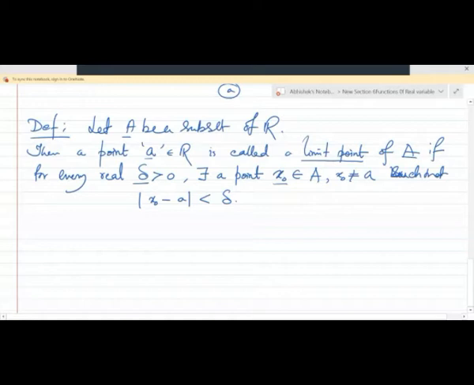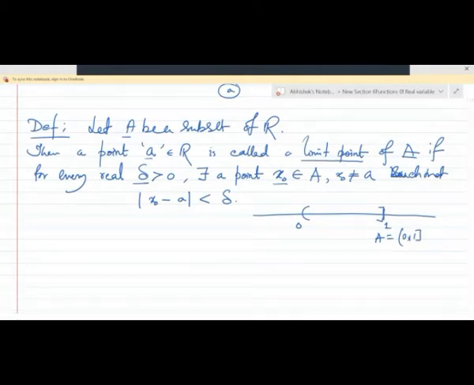Okay, for example, suppose this is your 0, this is your 1. Now what is A? Suppose we consider the closed interval this. Now check that this 0 is a limit point. Why? Because whenever you are, let us take, for better understanding, it is open. So 0 is outside the set A. Now this 0 is a limit point.